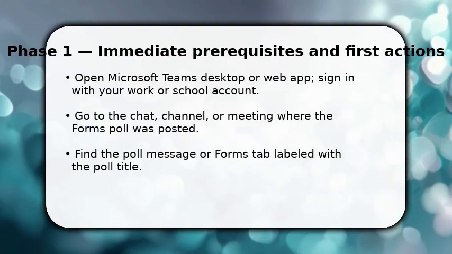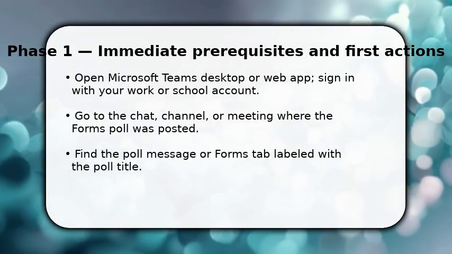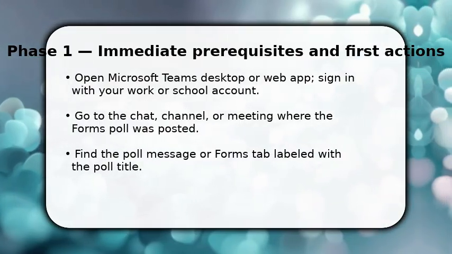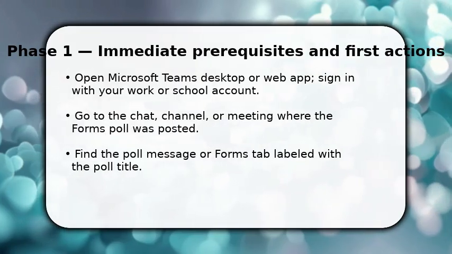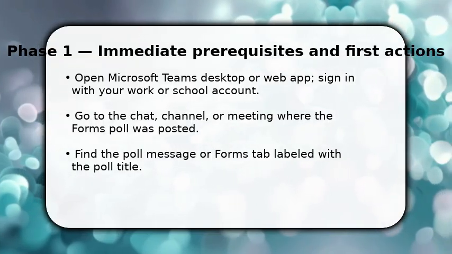You start in Teams, open the desktop or web app and sign in with your account. Once in, navigate straight to the chat, channel, or meeting where the poll was posted, because that's where the results link lives. Make sure you locate the original poll message or the Forms tab. This is the first actionable step.